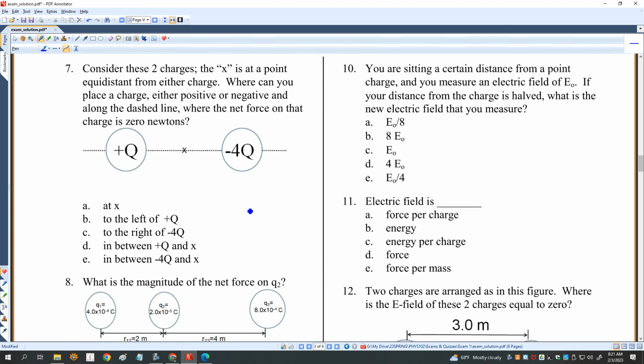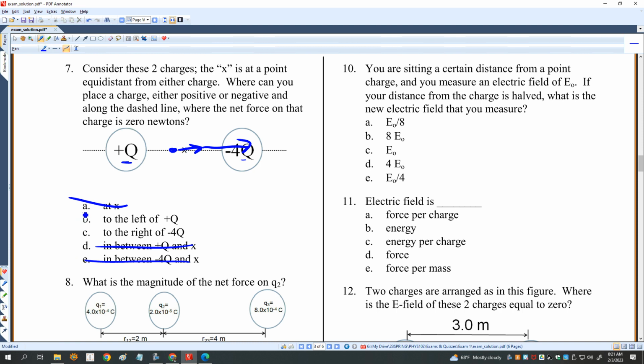So these two charges, the x is equidistant. Where can you place a charge, either positive or negative, on the dashed line where the net force on that charge is 0 newtons? Let's just imagine if I place it in the middle here somewhere, I have a force due to this charge that's in that direction, and a force due to this charge that's in that direction. So I can't have it anywhere in the middle. So it gets rid of those. It's either to the left, a plus q, or to the right, a minus 4q.